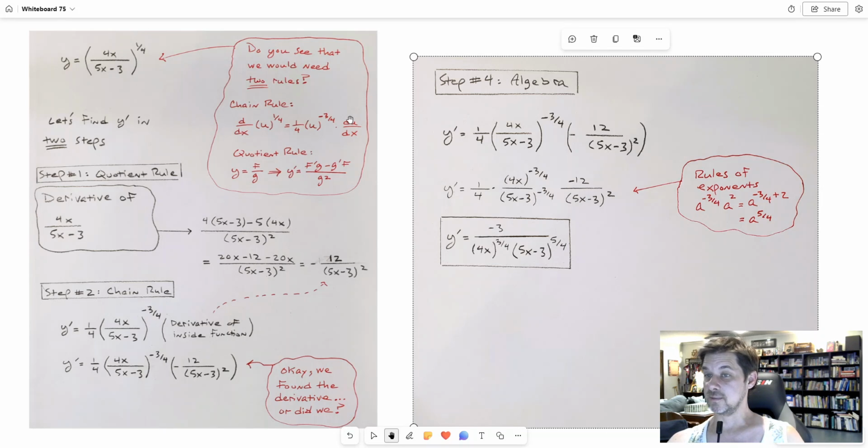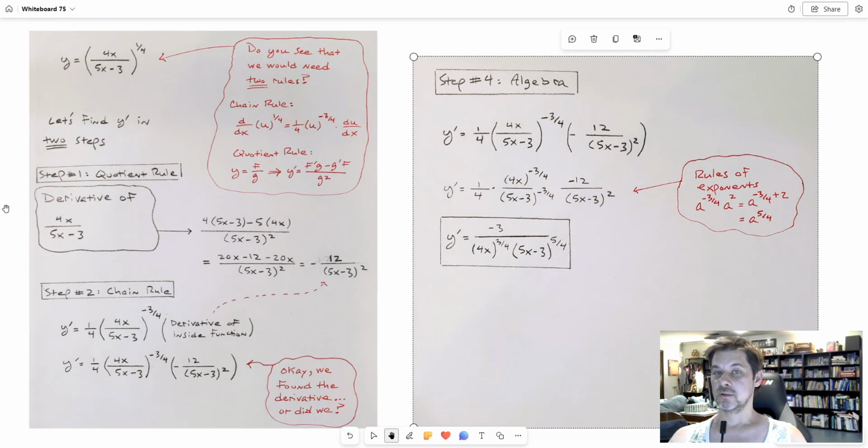And then I said, like, that du over dx, the derivative of the inside function, however you want to say it. There's lots of ways to describe the chain rule. It's going to be that, right? Okay, it unfolds that way. So then that part, I found that already. That's why I broke this into steps. I just thought it might be easier to follow that way. That's negative 12 over 5x minus 3 squared.